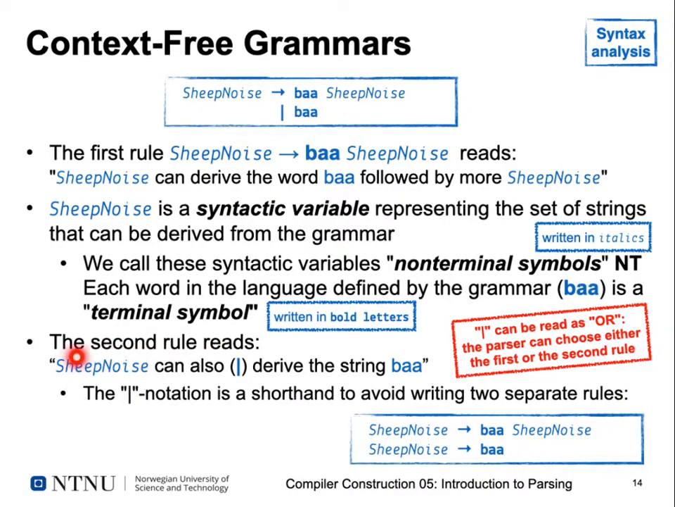So the second rule now reads, the sheep noise can also be derived as the string ba and nothing after it. So you can read this as sheep noise can derive ba sheep noise, or, this is the pipe character here, it can simply derive the terminal symbol ba. So this pipe notation is just a shorthand. This avoids writing two separate rules: sheep noise derives ba sheep noise, and sheep noise derives ba. So that makes it a bit easier to group and to read, and it saves you a bit of typing. But you could also use the second form if you liked.